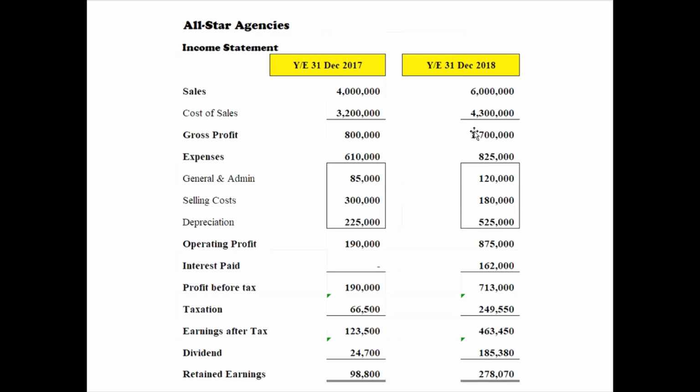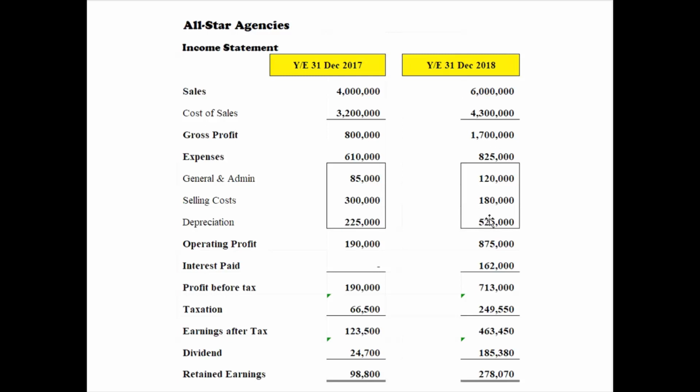And if we move on, they gave us information that said that the general and admin costs had gone up to 120,000. That is in point number 7. The selling costs as a percentage of sales, that was reduced down to 3% of sales, and that was contained in point number 6.